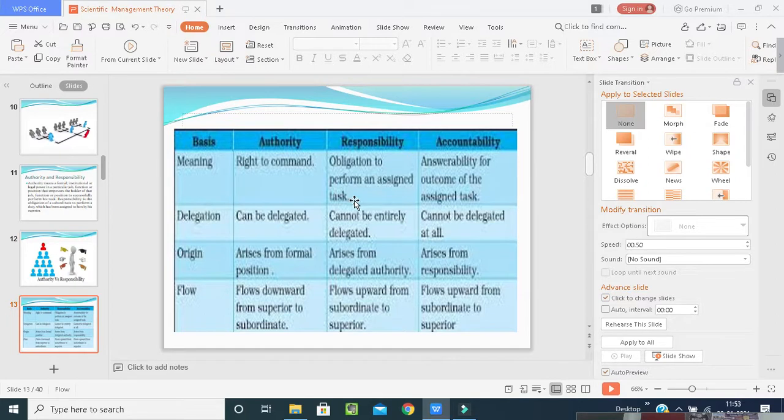What is the meaning of responsibility? Obligation to perform an assigned task. Whatever task has been assigned, you have to fulfill it. Accountability means answerability for the outcome of the assigned task.